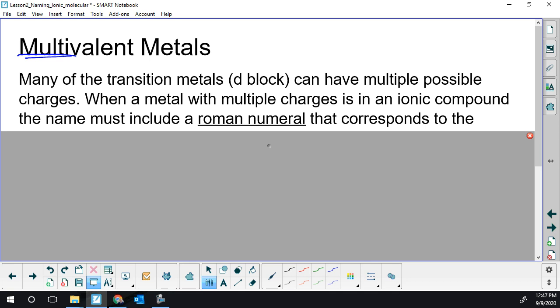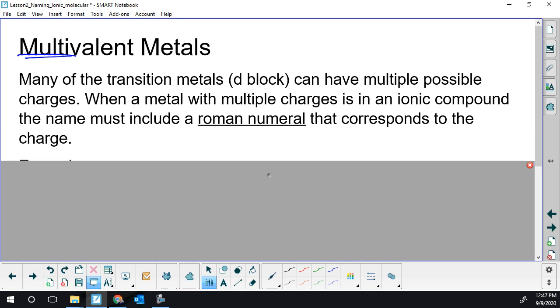You don't have to do this with sodium because it can only be +1. You cannot use a Roman numeral with sodium chloride. You will not get full marks. You cannot put Roman numerals in all the questions. But when there are multiple options, as per your data sheet, you put in a Roman numeral to denote the charge.